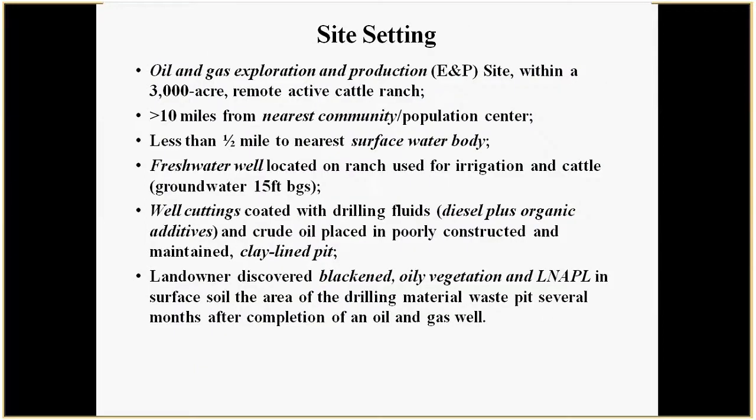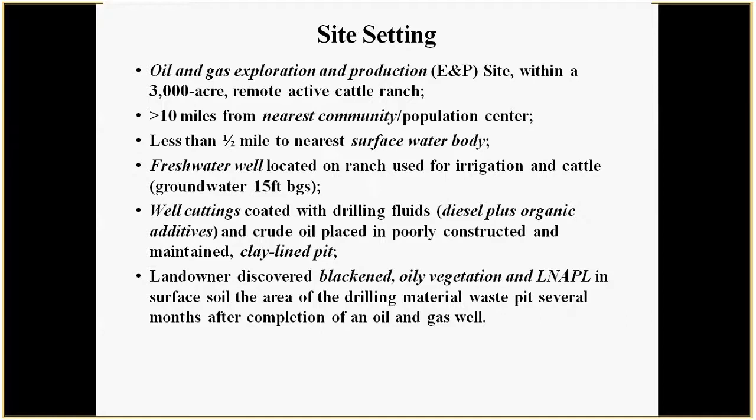Site setting: an oil and gas exploration and production site of 3,000 acres, very remote, an active cattle ranch, about 10 miles from the nearest community and half a mile from the nearest surface water body. There's a freshwater well located on the ranch, not too far from where the contamination is, used for irrigation and as drinking water for cattle. Groundwater is only about 15 feet deep.